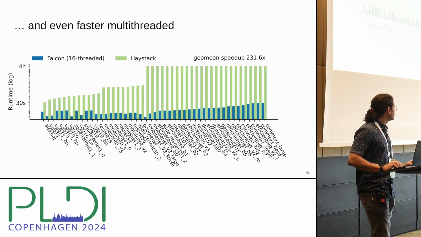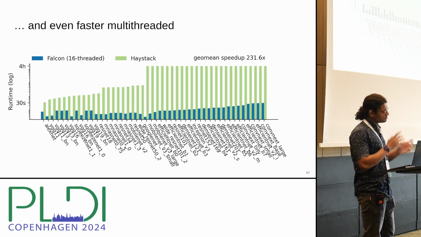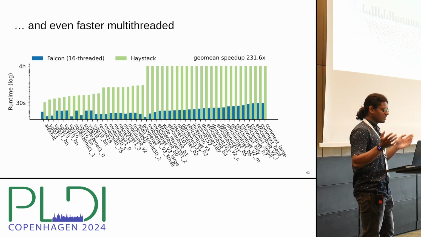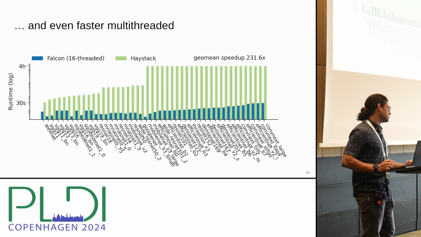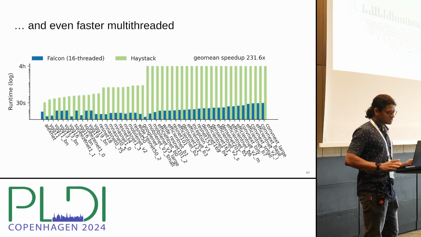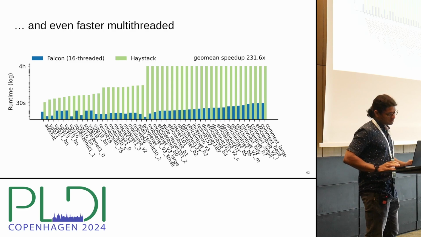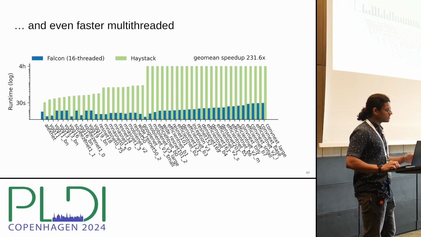And because the dependence analysis that I just talked about is separate for each statement, it's embarrassingly parallel, and you can trivially parallelize it. Whereas the Haystack approach of computing those operations on the formulas cannot really be parallelized. So with parallelism, we get even more speedup.